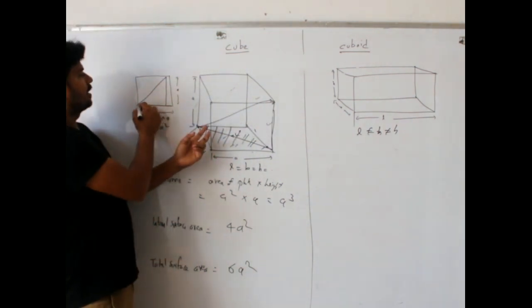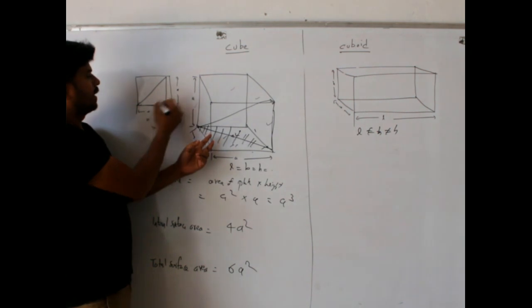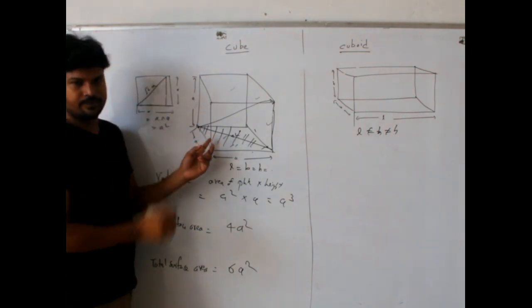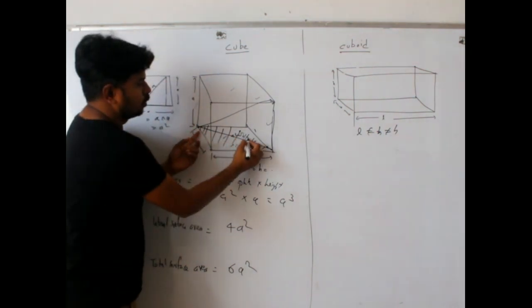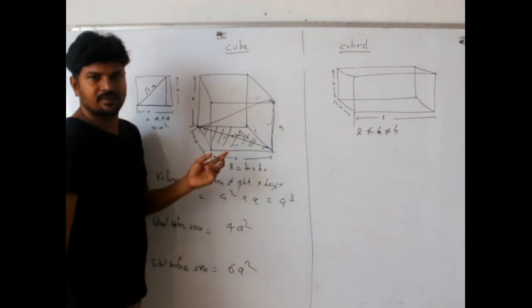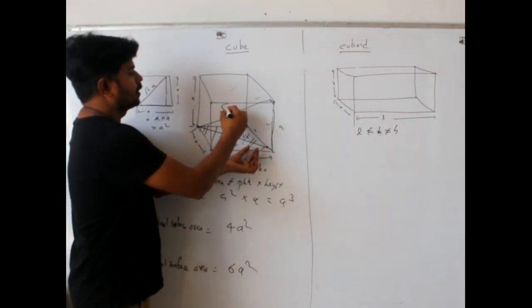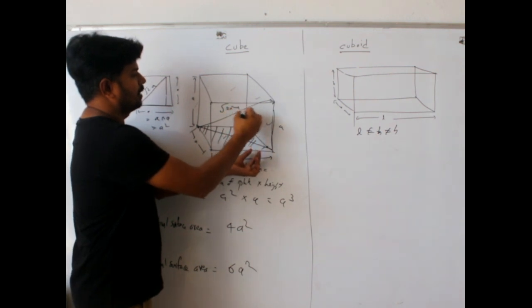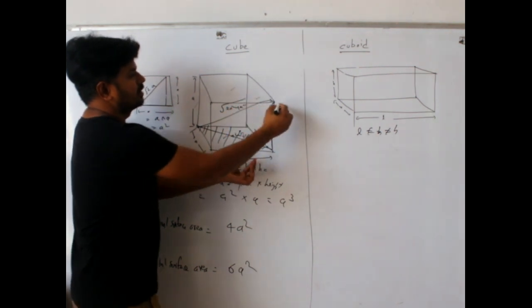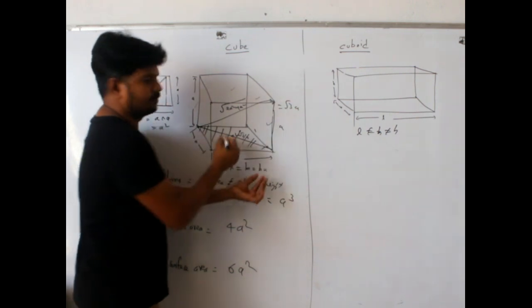So what is the length of the diagonal for this plate alone? A plus A, it is root 2A. So here it is root 2A and here it is A. Okay, so again I apply the Pythagoras theorem: root 2A whole square plus A square, this is equal to root 3A.